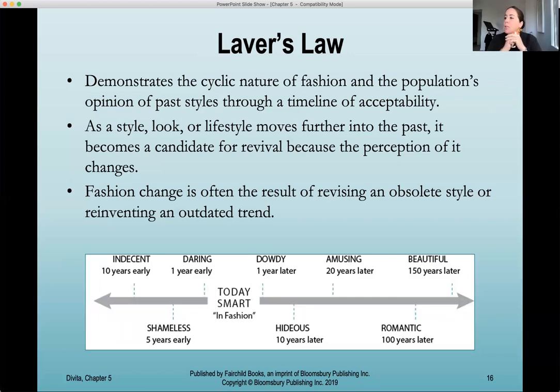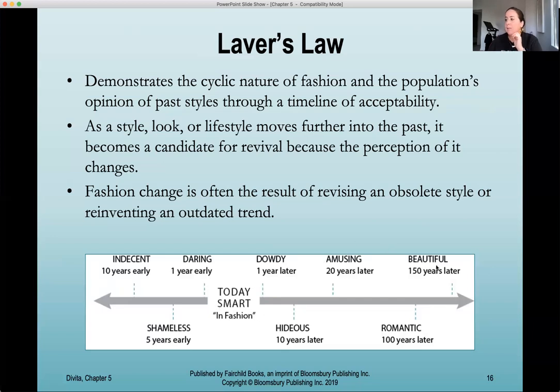Okay, so fashion change is often the result of revising an obsolete style or reinventing an outdated trend, right? So the low-rise jeans that are coming back in, we have revised this obsolete style that was so out of touch for almost 20 years, and now we're bringing it back in different styles. Yeah, so we can kind of categorize this by different years.